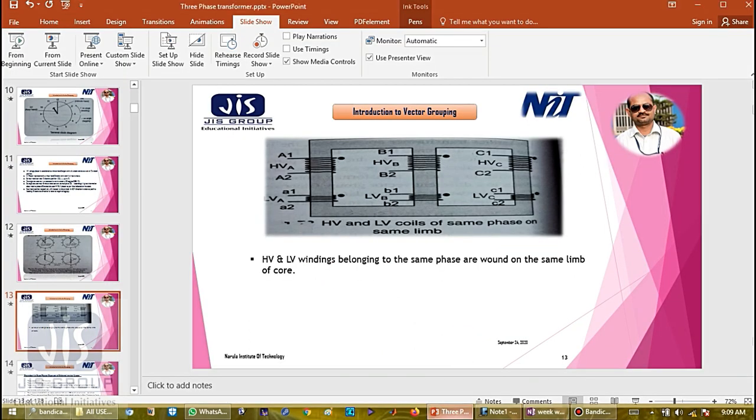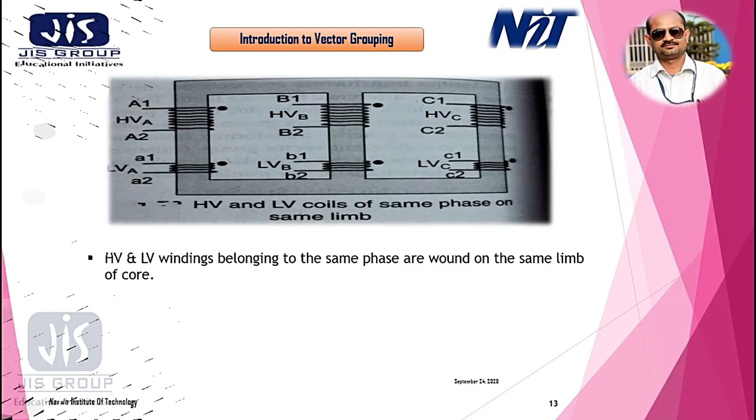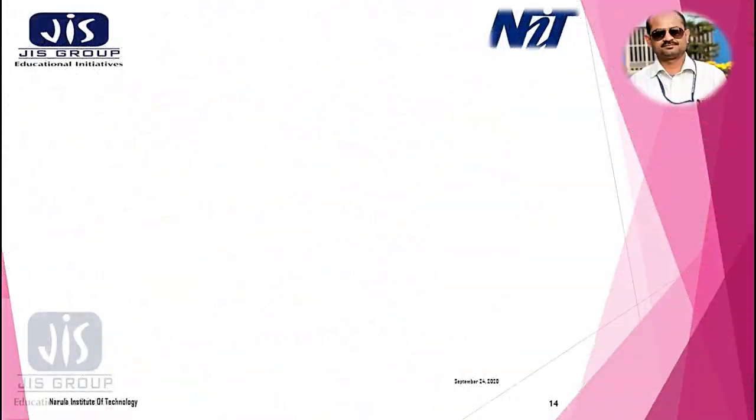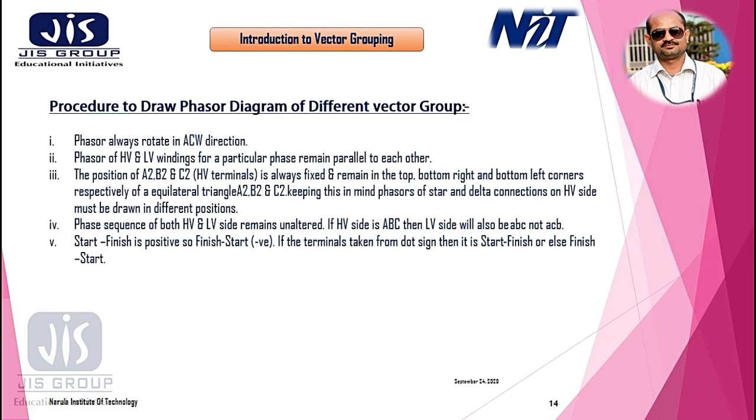Okay, so that is what I have discussed. Now before we draw the connection diagram or phasor diagram of vector grouping, there are a few standard procedures which we will maintain. The first one, I have already mentioned, you know from your knowledge of basic electrical or electrical machines, the phasor always rotates in anti-clockwise direction, and the phasors of HV and LV winding for a particular phase remain parallel to each other. Now why?